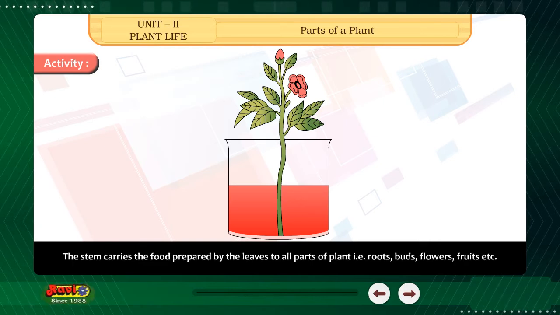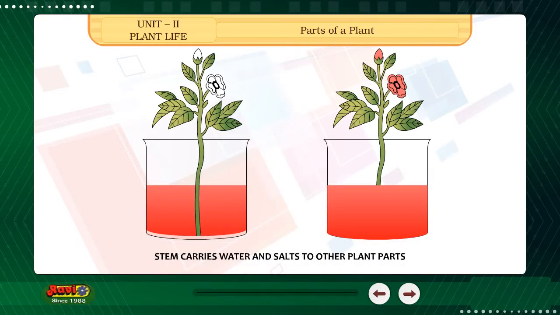The stem carries the food prepared by the leaves to all parts of a plant, that is, roots, buds, flowers, fruits, etc. Stem carries water and salts to other plant parts.